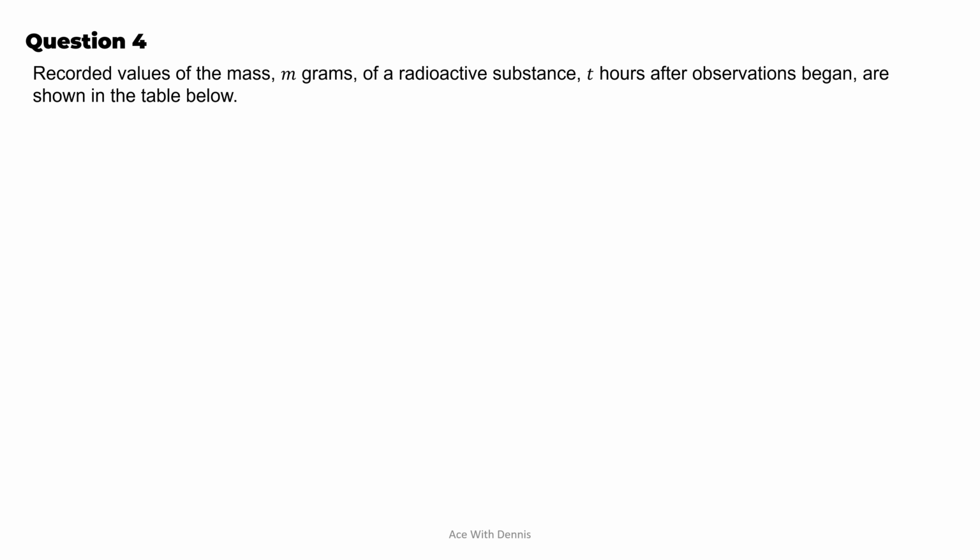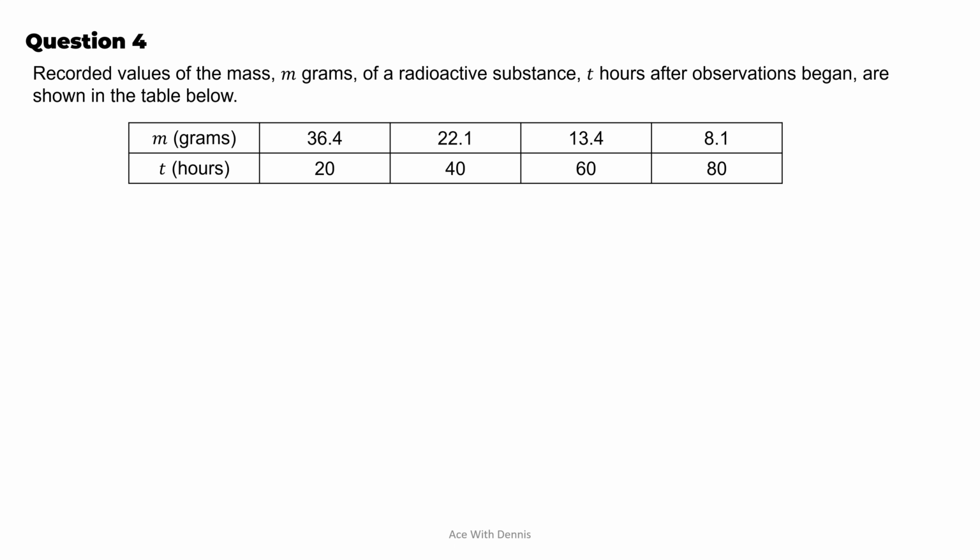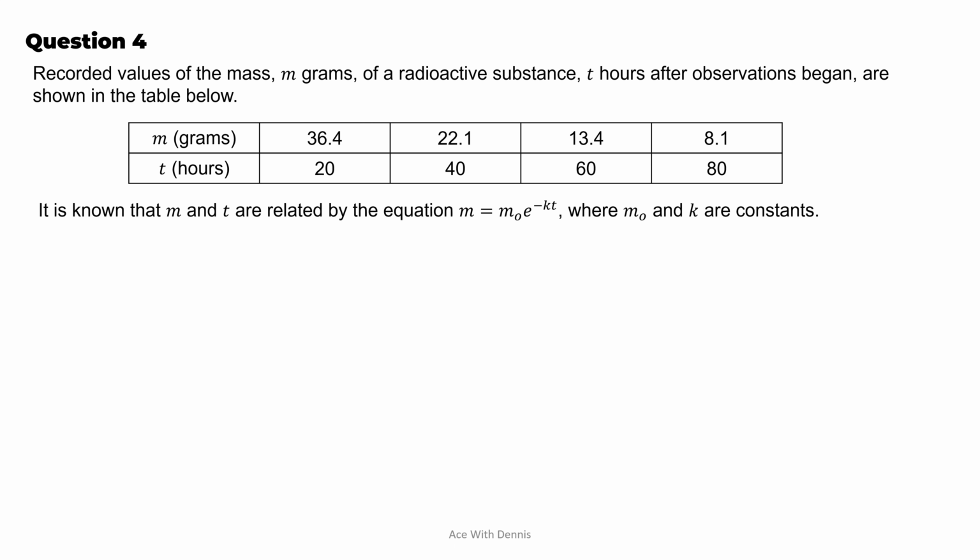Question 4 is a linear law graph question. Here's the question. Recorded values of the mass m grams of a radioactive substance T hours after observations begin are shown in the table below. And here's the table. It is known that m and T are related by the equation m equals M0 e to the power of negative KT, where M0 and K are constants. 1. Plot ln m against T and draw a straight line graph. 3 marks.